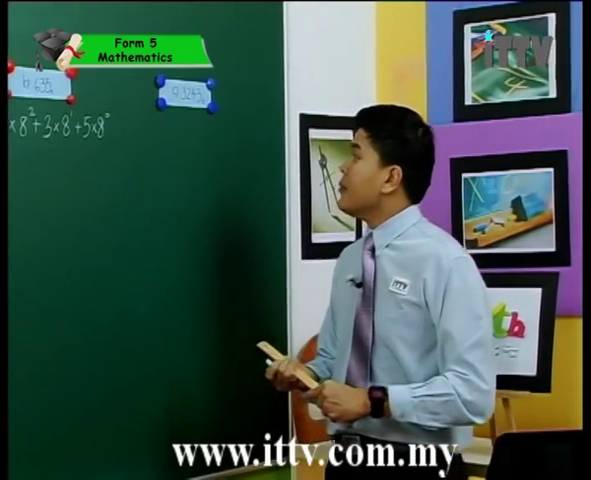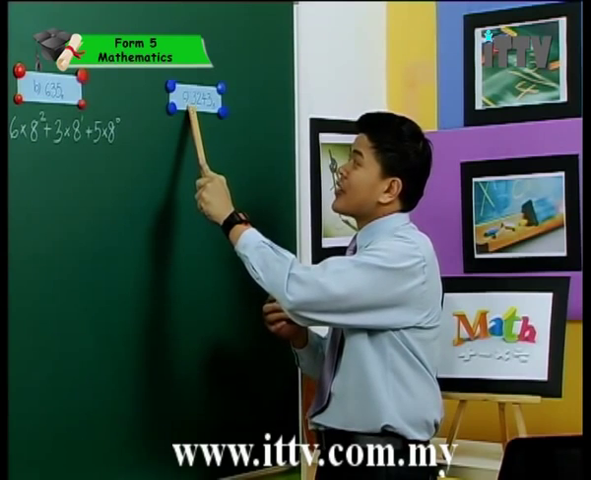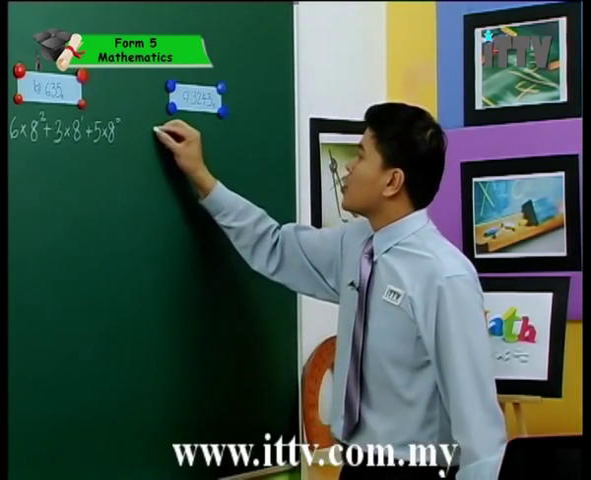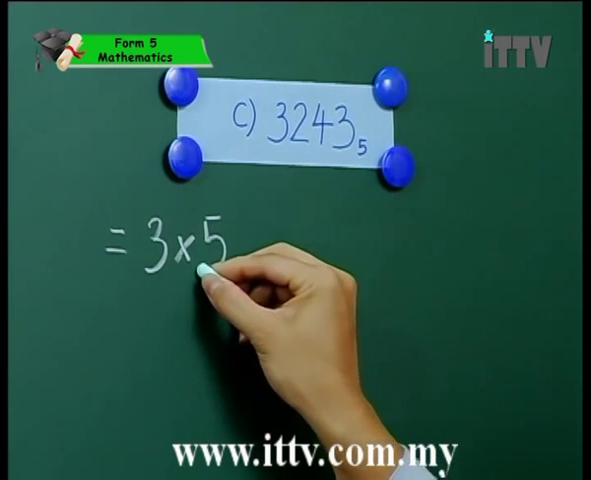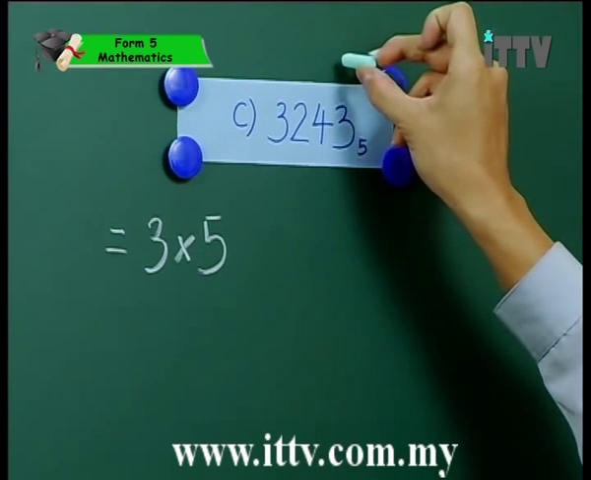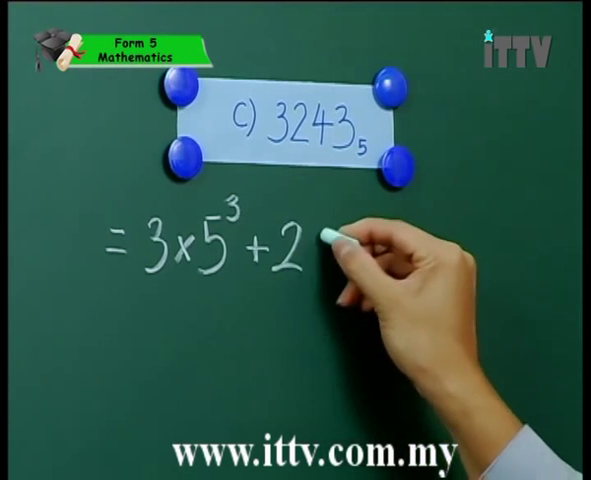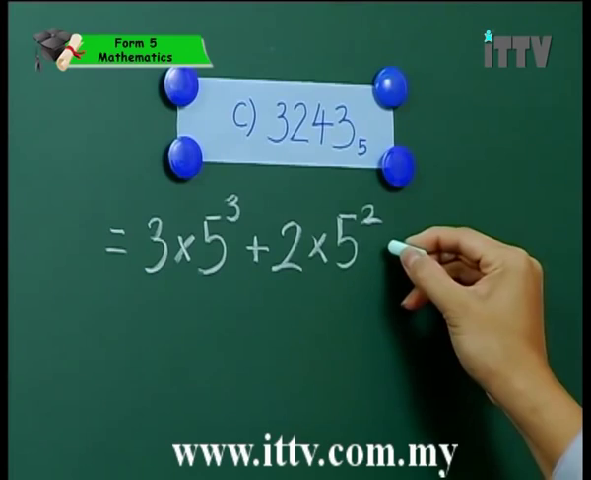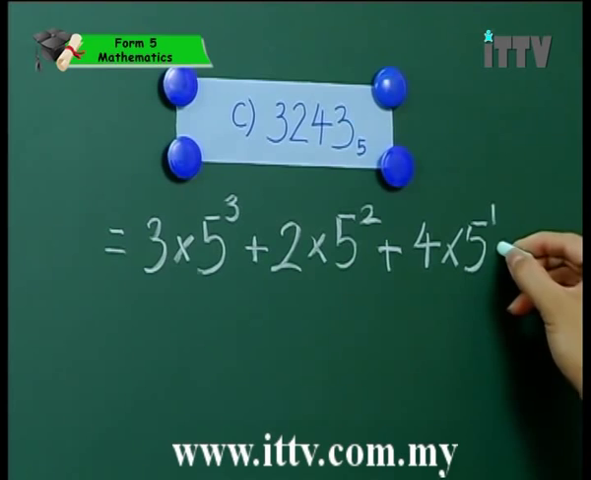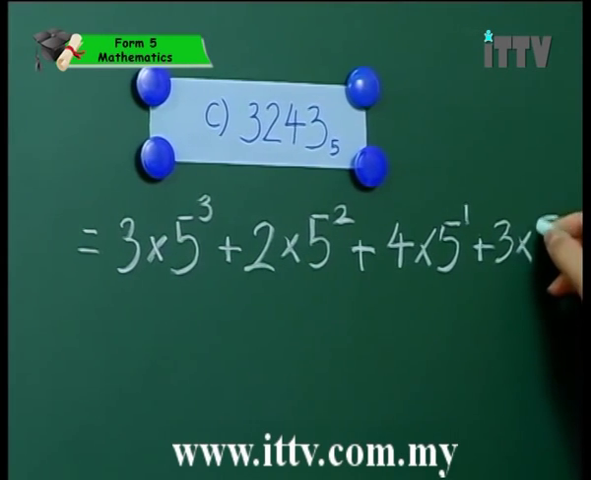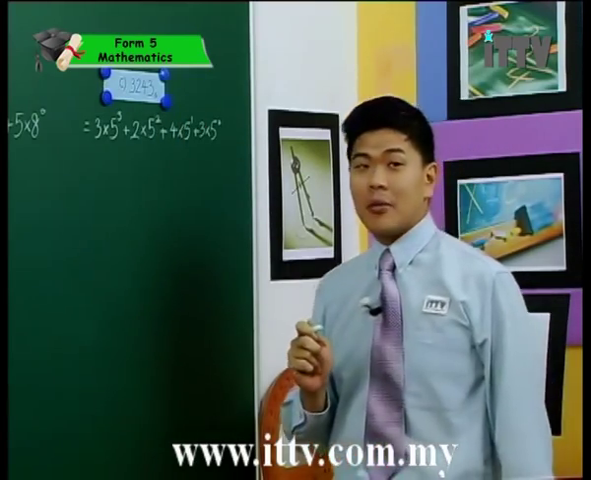Alright, so we have a number in base 5. Let's write it in expanded notation. Start with 3. So what will it be? 3 times 5 to the power of, remember the place value always starts from 0 at this position, 1, 2, 3. Once you have gotten this, the next one will be less, so it's 2 times 5 to the power of 2, plus 4 times 5 to the power of 1, plus 3 times 5 to the power of 0. Alright, so this is the expanded notation for this number.